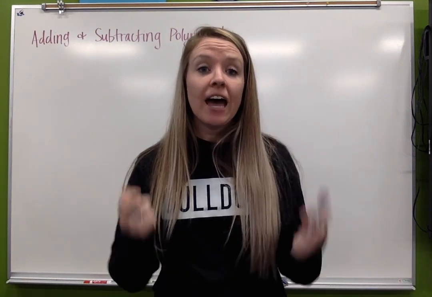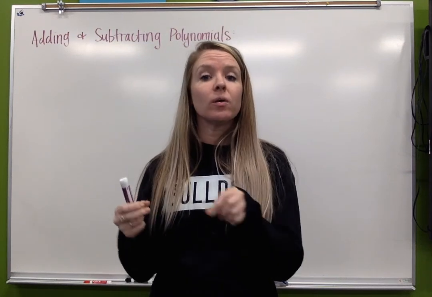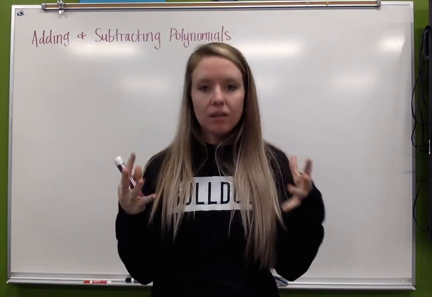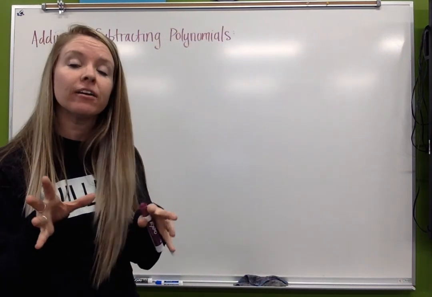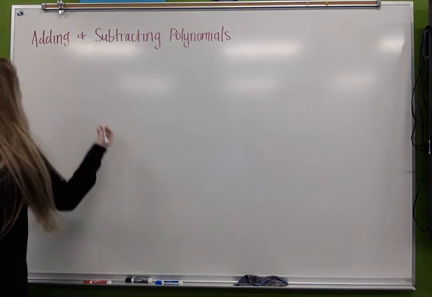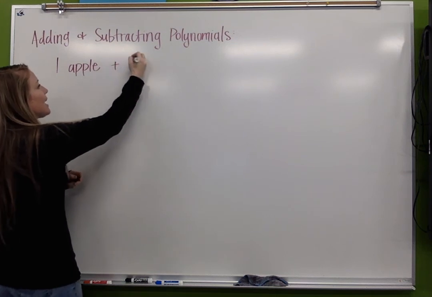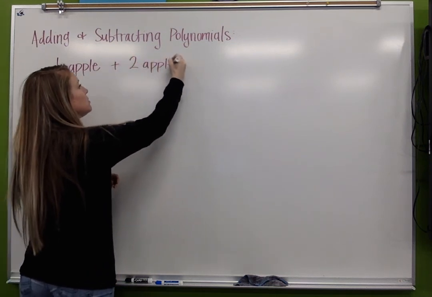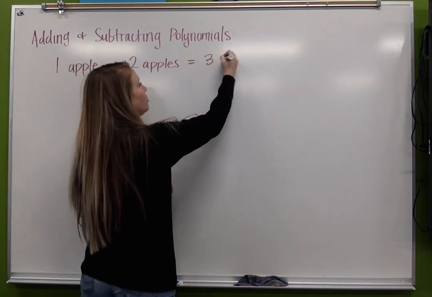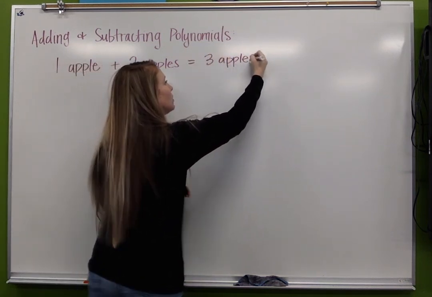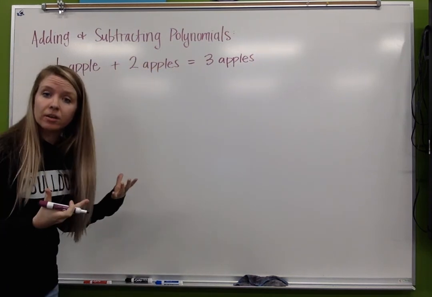All right, now that we've classified our polynomials, we got to start working with our polynomials. So now we're going to be adding and subtracting our polynomials. I'm going to start with some silly questions to kind of clarify what we're doing here. If I have one apple and I add that to 2 apples, how many apples do I have? I have 3 apples. Okay, we're going to be doing that very same idea, but with our variables.